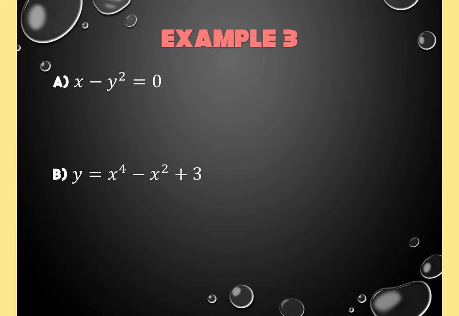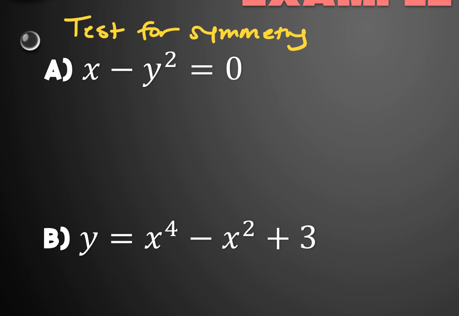All right, last set of examples. Find, so this should say find or test for symmetry. So for A, my x-axis symmetry, then my y-axis, then my origin.